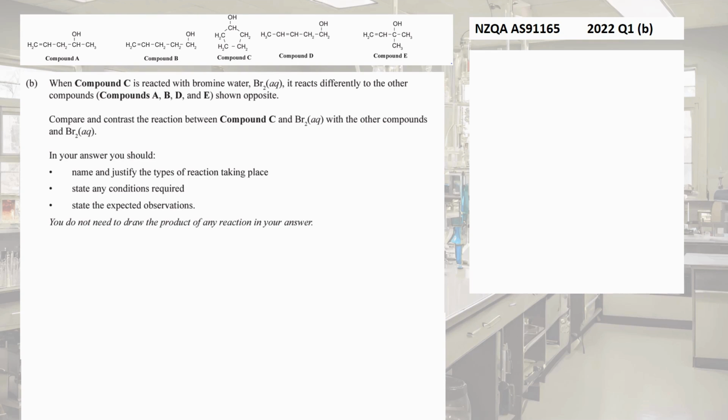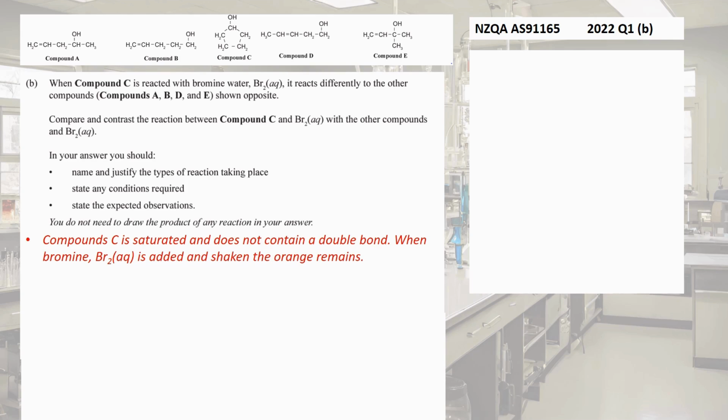I have to compare and contrast, so this is likely going to be an excellence answer because it's using these words, compare and contrast, the reaction between C and all of the others. We need to justify the types of reaction taking place, state any conditions required, and state the expected observations. So, compound C is saturated and does not contain a double bond, so when bromine is added and shaken, the orange remains.